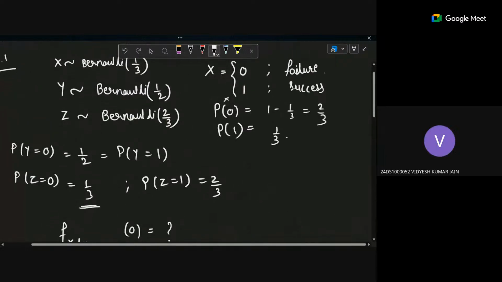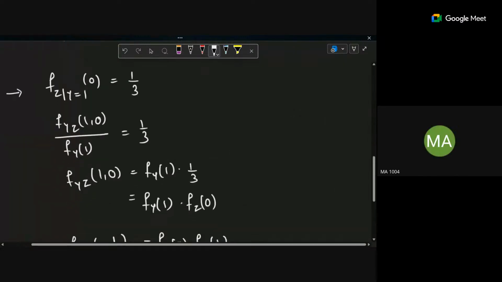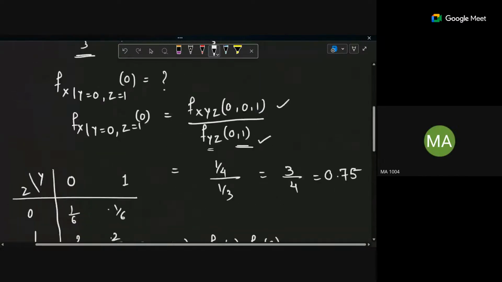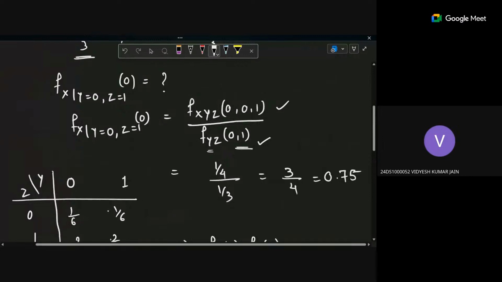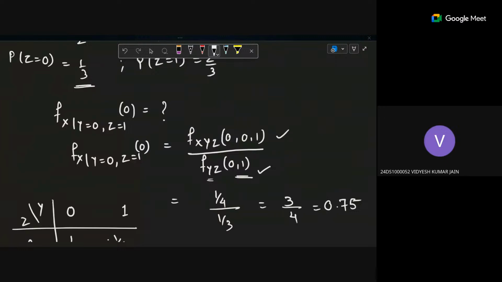The numerator, how does it come 1 by 4? How did you come up with 1 by 4 for f x y z? It was given in the question itself. That was the given data for you. Only f y z at 0, 1 we have to calculate. That was simple.